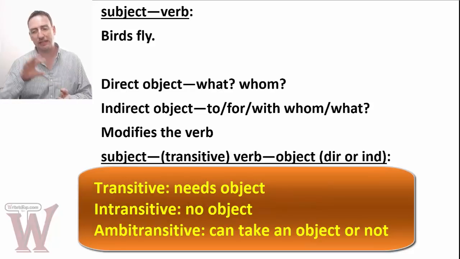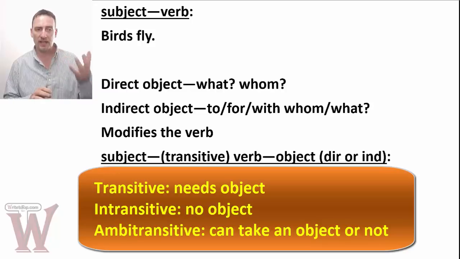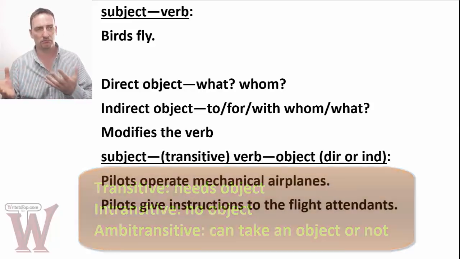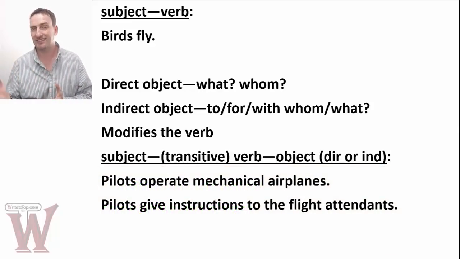If it's transitive, it must take an object to be complete. If it's intransitive, it doesn't need an object. It may need something else like an adverb, but it doesn't need an object. And if something looks like an object, not necessarily. We'll talk about that. If it's a be verb or a linking verb, it doesn't take an object. It takes a complement, okay?